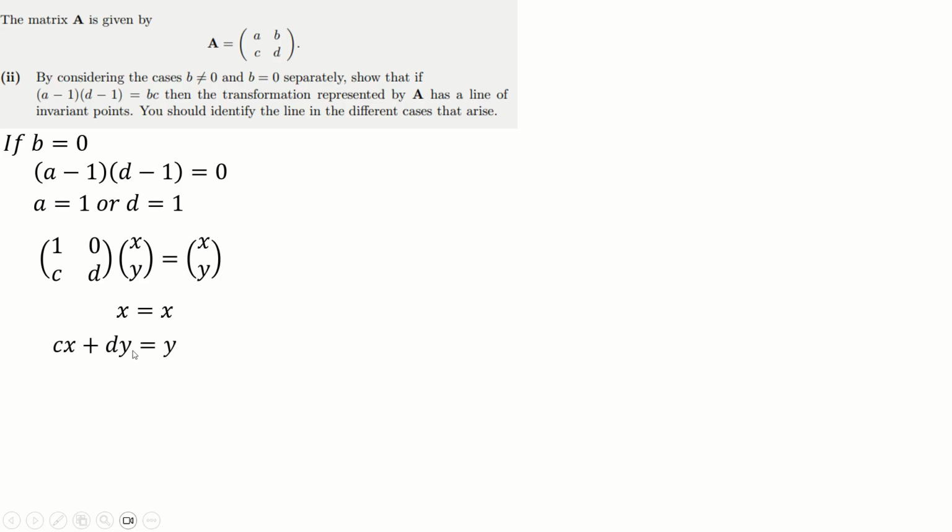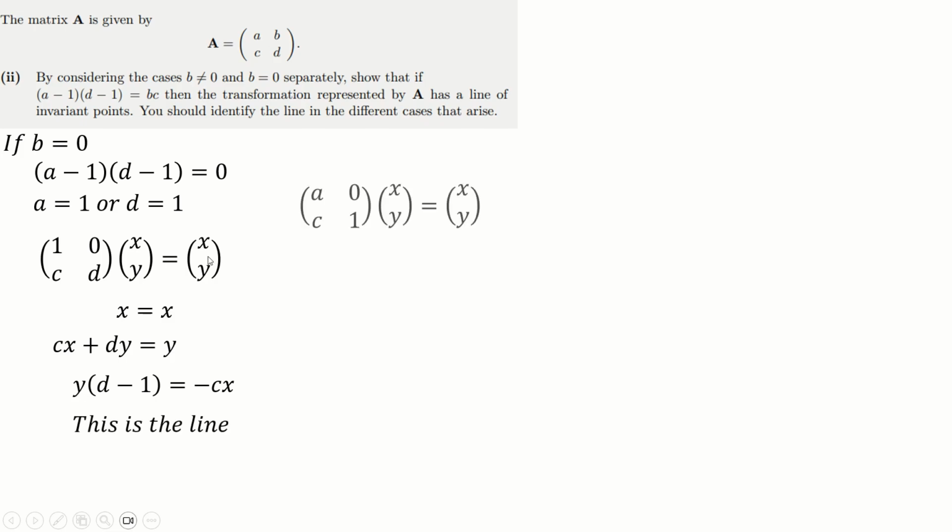But of course, we can just rearrange this if we want to. This is a line. This is just the line that this needs to live on. As long as C and D satisfy, or for any C and D, I should say, this is just the line that Y is mapped to itself on. And because X is always mapped to itself, this is fine. This is just going to be the answer. So this is the line that we've identified here. If D is the one that's 1, then we can do the same thing basically.